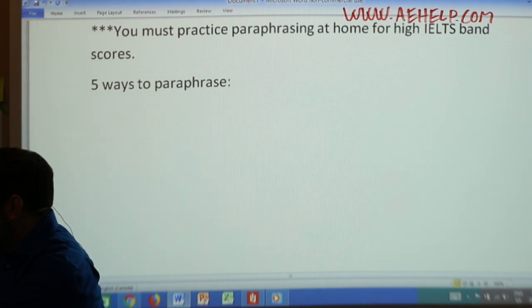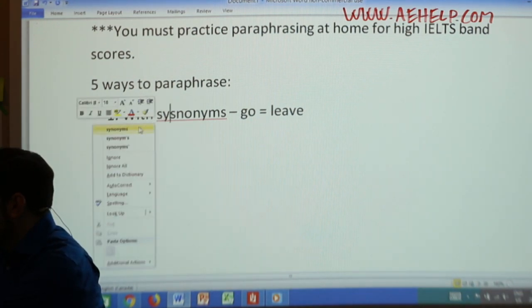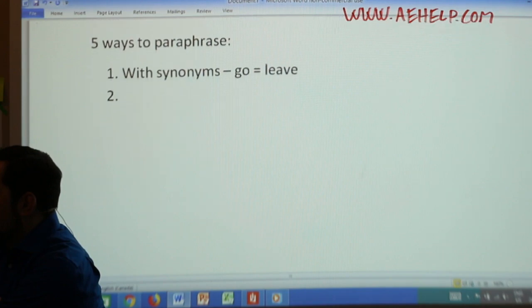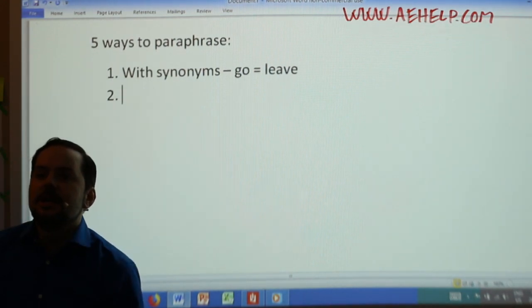And IELTS will use all of these. One of them is with synonyms. Like, for example, go is the same as leave. Okay. What's another way to paraphrase? So this is just a quick review before I start playing the audio for the listening section. Or in fact, we'll actually look at some paraphrasing before we do that. So synonyms is one way to paraphrase.